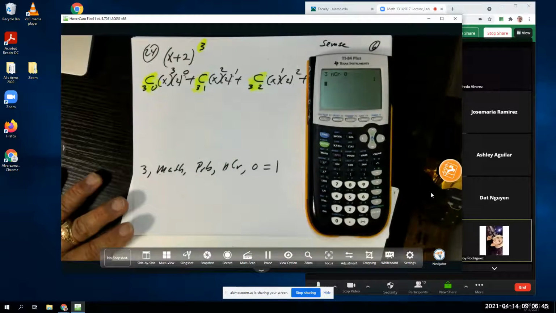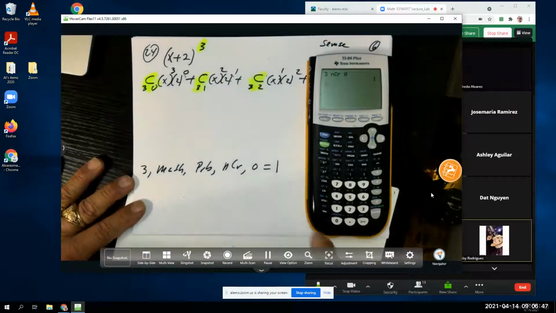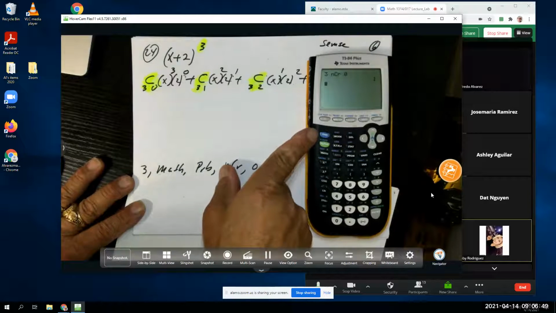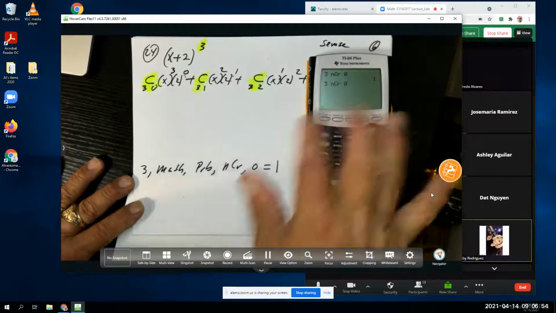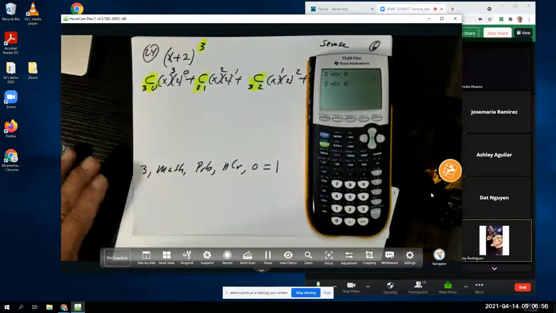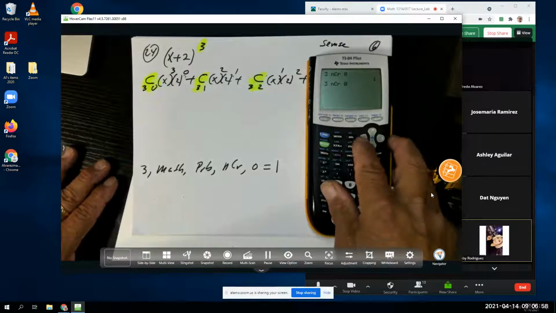Okay, now let me show you a shortcut. If I just hit the blue key, second and enter, it'll repeat what I just did. Y'all see it up there? So what you can do, you backspace and put a 1.